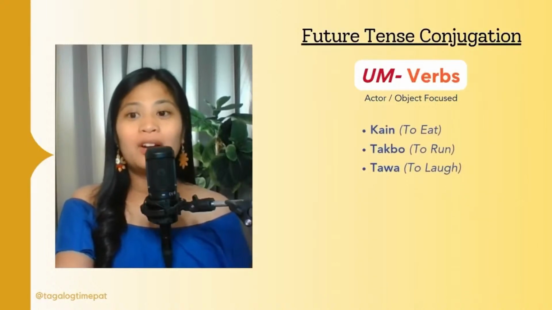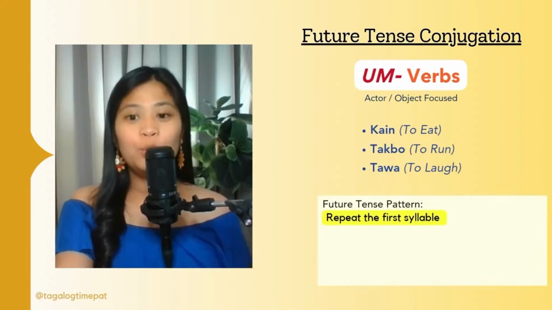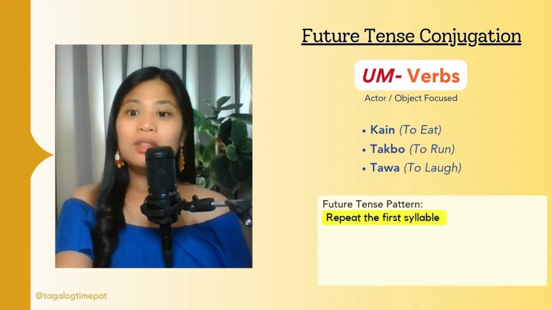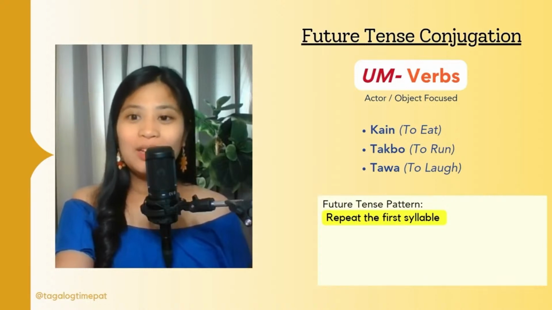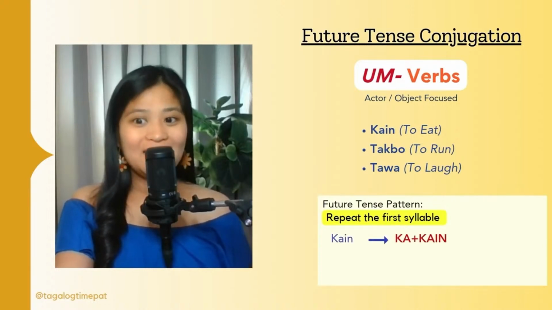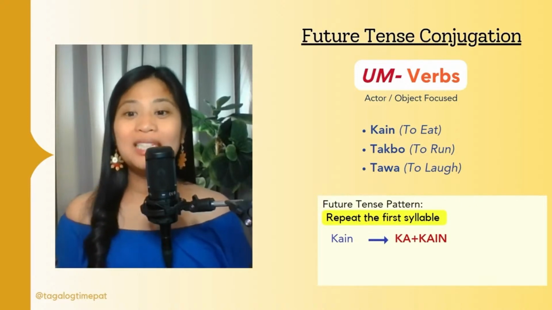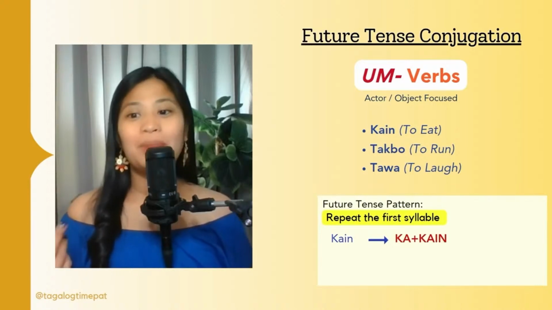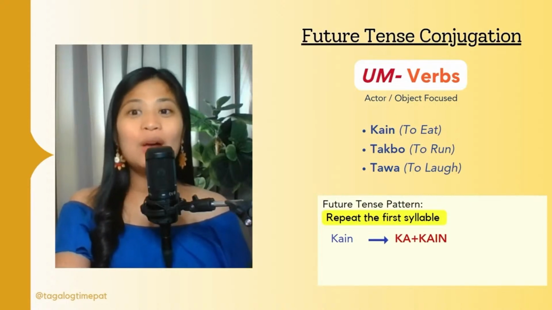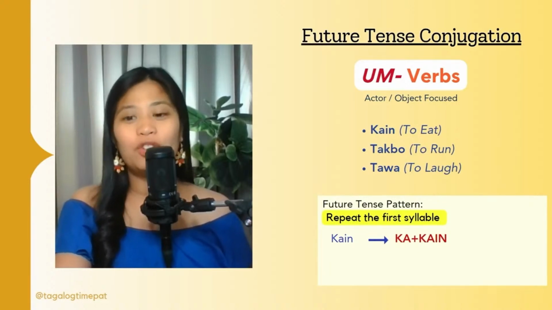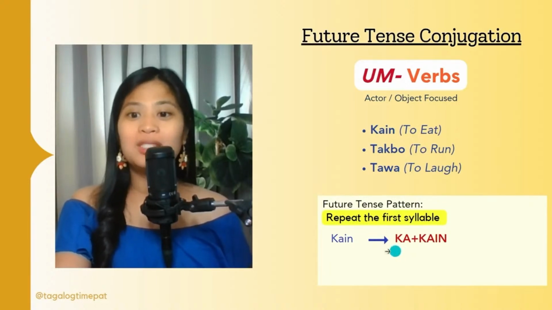Our verbs are kain, to eat, takbo, to run, tawa, to laugh. Now the pattern for verbs is you repeat the first syllable. So take a look at this. Kain, to eat, becomes kakain. Kakain ako, I will eat. Kakain ako ng pansit. I will eat some pansit. So it's very interesting because now there's no infix at all for future tense conjugation of verbs.